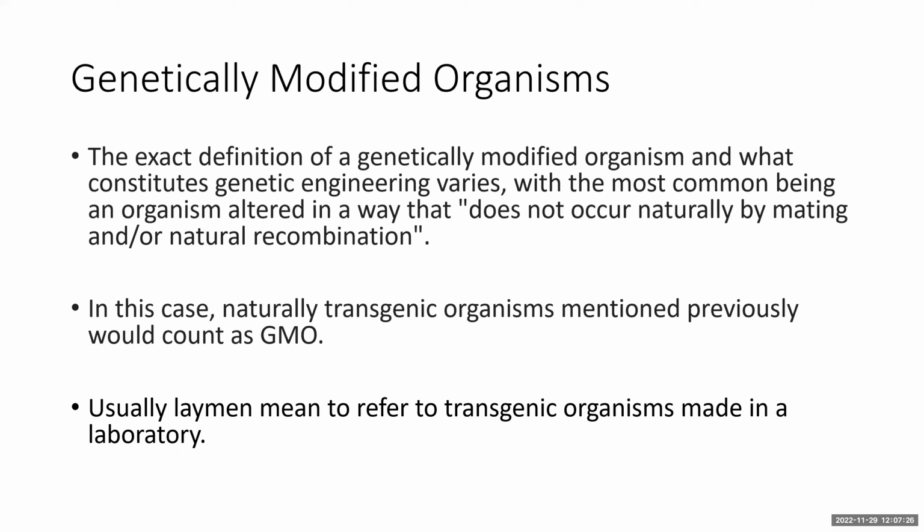All of this gets us to this idea of what is a genetically modified organism. The exact definition of a genetically modified organism and what constitutes genetic engineering varies, and there isn't a good consensus on what that actually means. Most of the time, this does not occur naturally by mating or natural recombination. But that means that horizontal gene transfer would count as a genetically modified organism, since it isn't through vertical inheritance. However, most of the time when laymen talk about GMOs, what they really mean is transgenic organisms made in a laboratory.